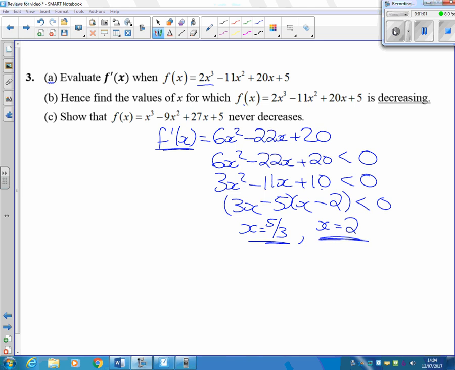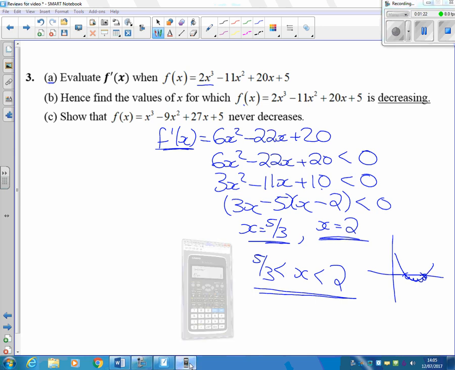We want this quadratic to be less than 0. So if it's less than 0, it's between the 2 points there. So I've got x is between those 2 points there. For those values, then I think it is decreasing.